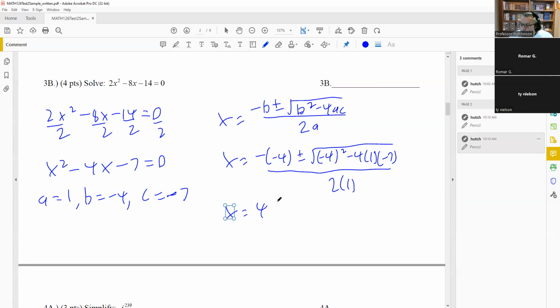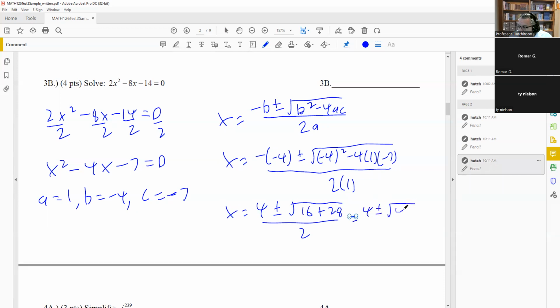We have 4 plus or minus the square root. We have 16 plus 28 inside, because we have negative and negative, all over 2. Okay. That's going to give us, let me erase this here so we have a little bit more room. And if we put that in, we're going to get 4 plus or minus the square root of 44 over 2. And we want to break this down further.